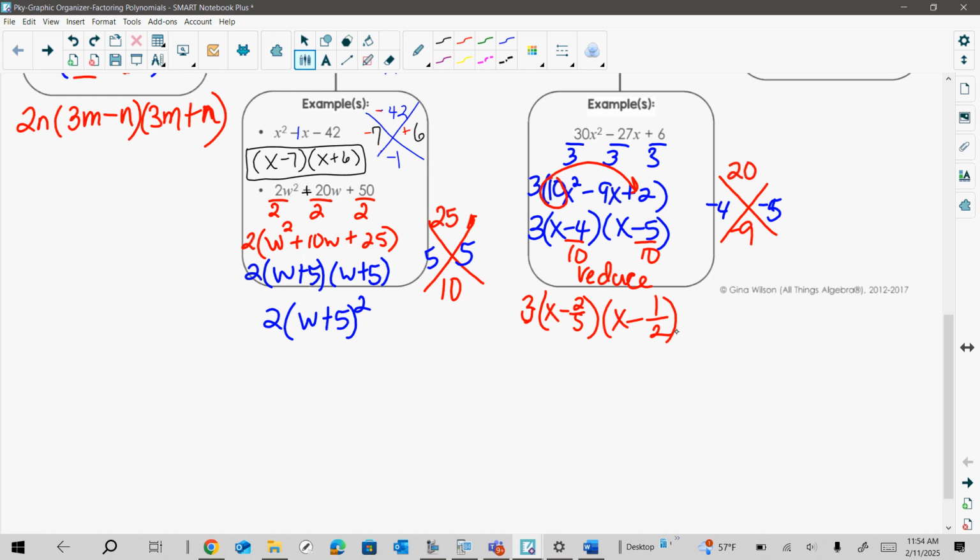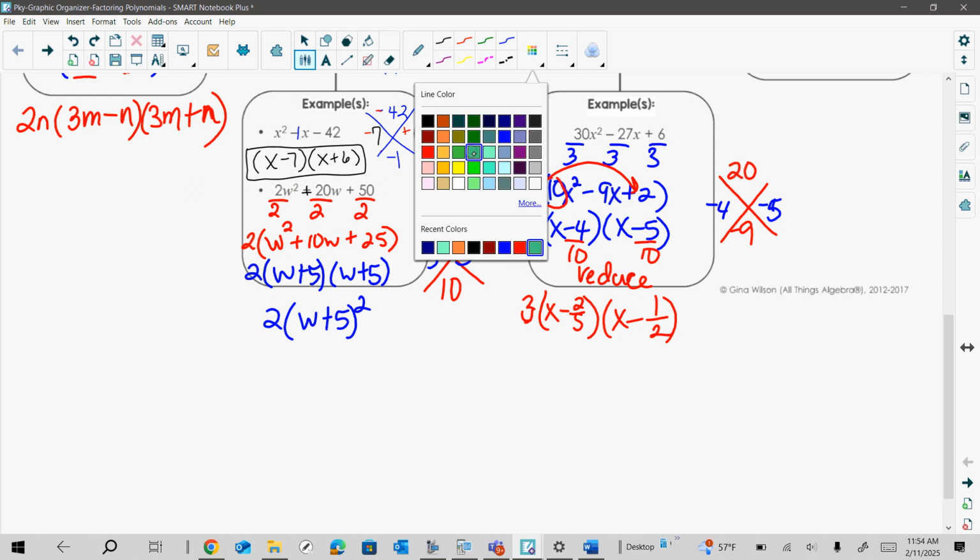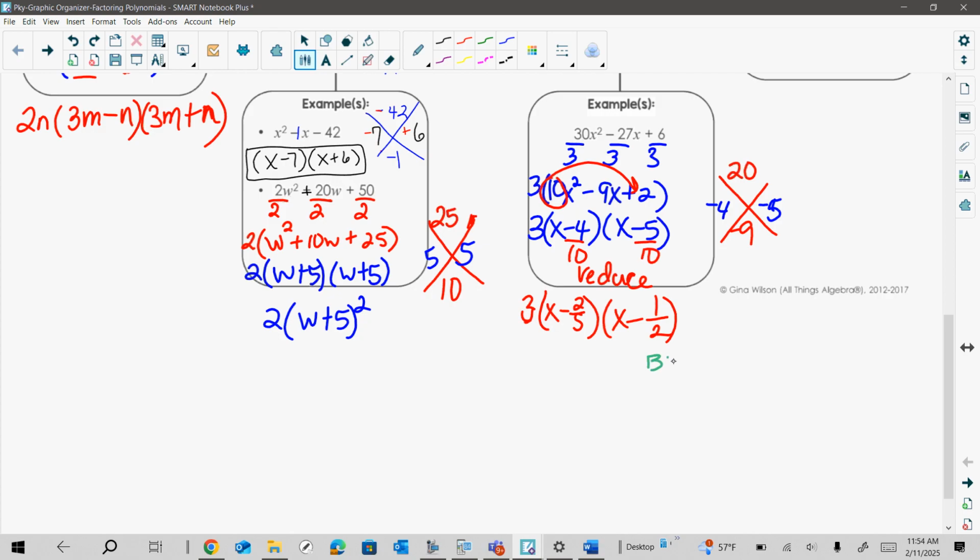So the last thing you just have to remember is bottoms up. The bottom number goes up to the front. So this is 3 outside. This now becomes 5x minus 2 and 2x minus 1.